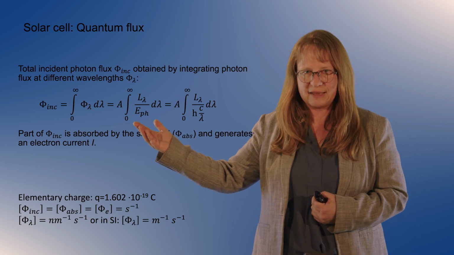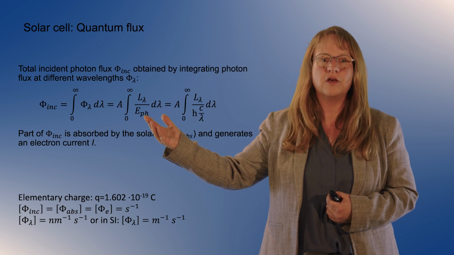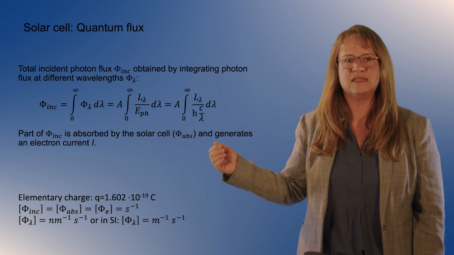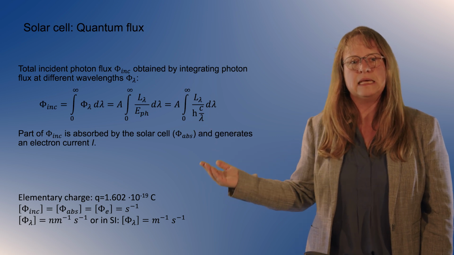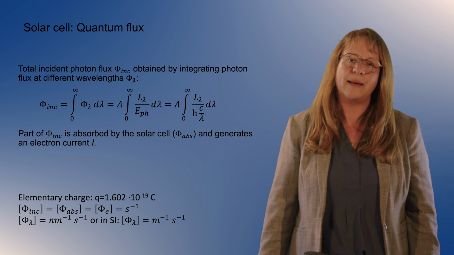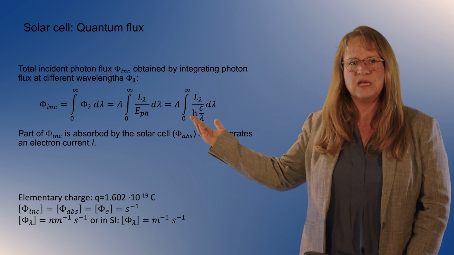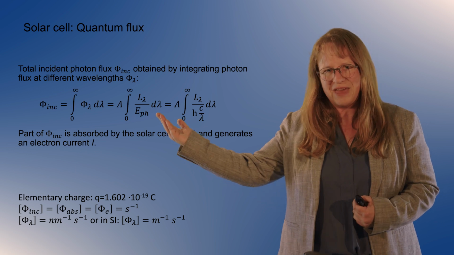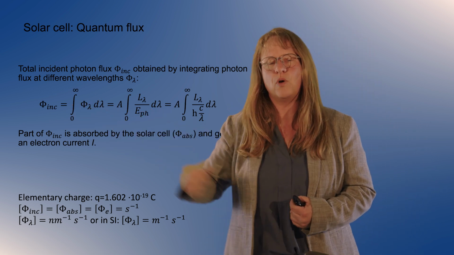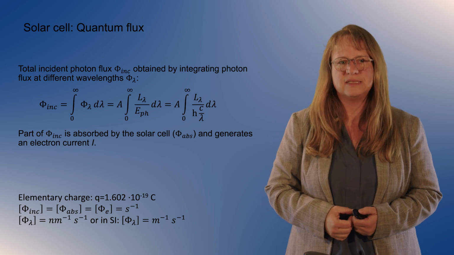And we can also plug in the photon energy. We have seen in a previous video that the energy of a photon at a wavelength lambda is given by the Planck constant times the speed of light c divided by the wavelength lambda of the photon. So we can also plug this in. And so this integral here, multiplied with A, gives us the total number of photons that are incident onto the solar cell.